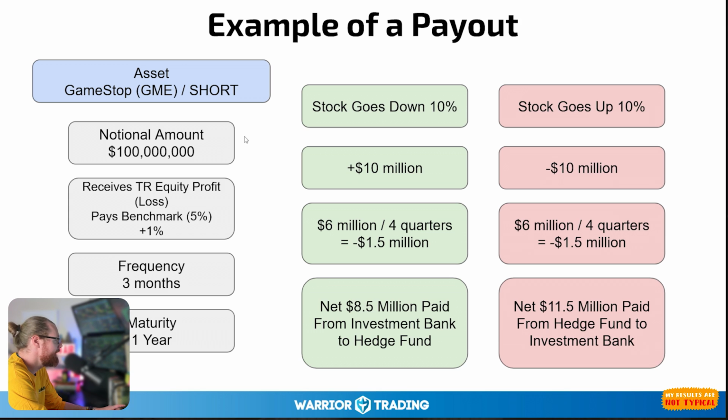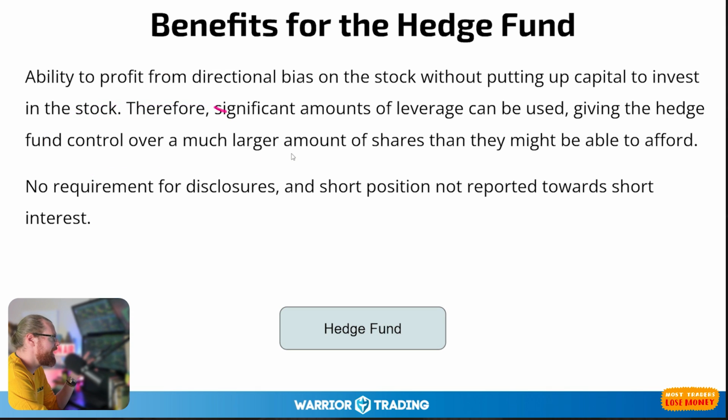That's amazing. Now, the investment bank most likely has a collateral requirement. So there's essentially a margin requirement, but it's not $100 million. The benefit for the hedge fund is that they can take a really large position in a stock without having to either liquidate their portfolio or borrow money. So in other words, they can use leverage, and it gives the hedge fund control over a much larger amount of shares and money than they would otherwise be able to afford.